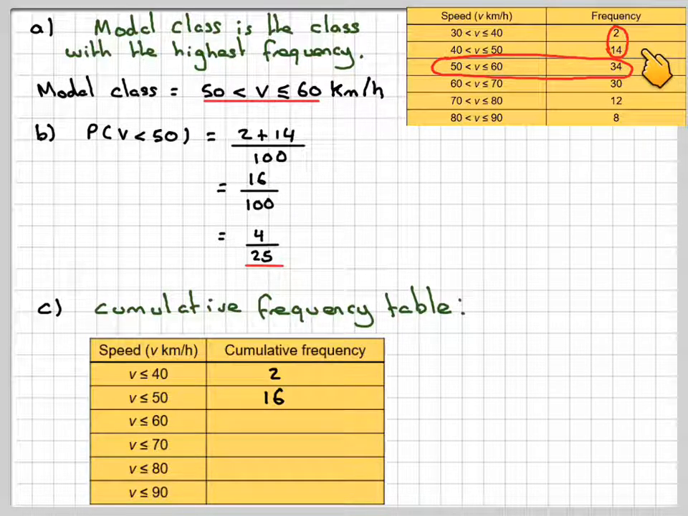This one is going to be 2 plus 14 plus 34, which makes 50. It's going to be 2 plus 14 plus 34 plus 30, which makes 80. Then this one's going to be 2 plus 14 plus 34 plus 30 plus 12, which makes 92. And then adding in the final 8 will make the last one 100.